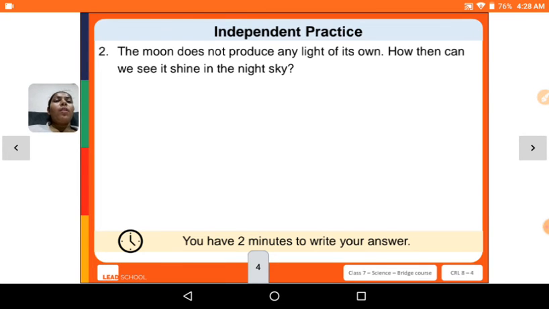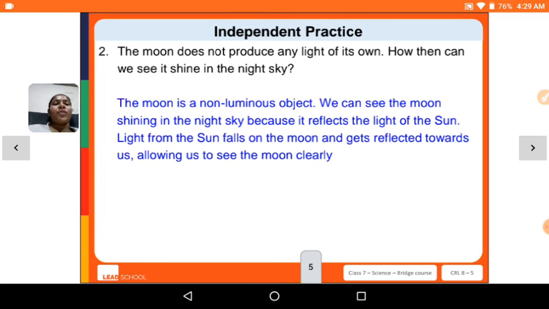Next question. The moon does not produce any light of its own. How then can we see it shining in the night sky? The moon is not a luminous object, it is not a natural or man-made source of light. So why do we see it at night? This is the question.